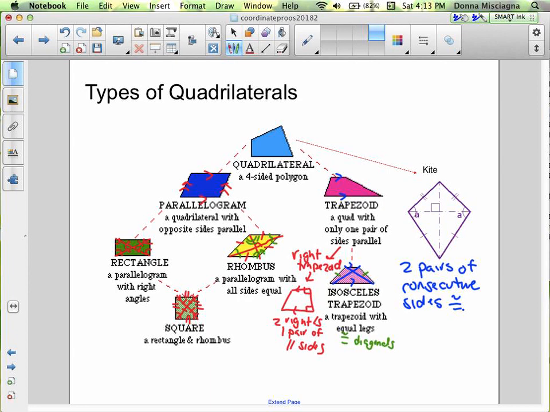Right, and then the final grouping of quadrilaterals is the kite. Now, a kite has two pairs of consecutive congruent sides.